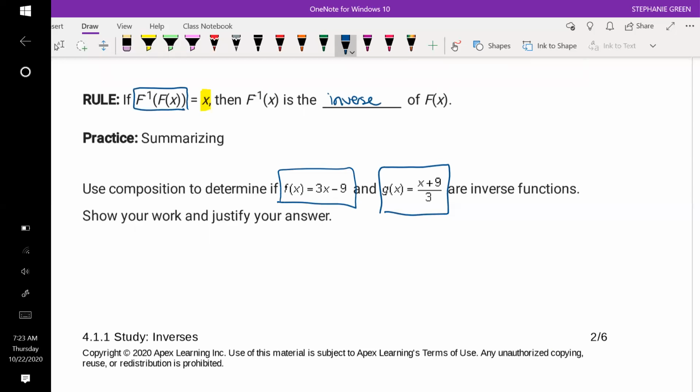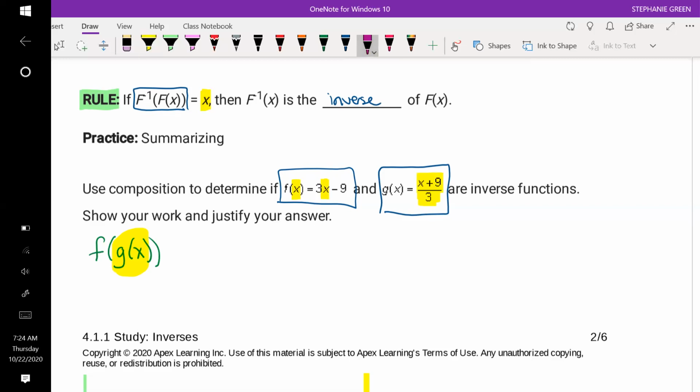So we're going to use that rule above here. I'm going to make a composition of these two functions and see if that composition is equal to x. And I can do my composition in either order. I can put f inside of g, or I can put g inside of f. So I'm going to do it this way, f of g of x, which means that I'm going to replace all my x's in f of x with g of x, which is this whole thing here, x plus 9 over 3.